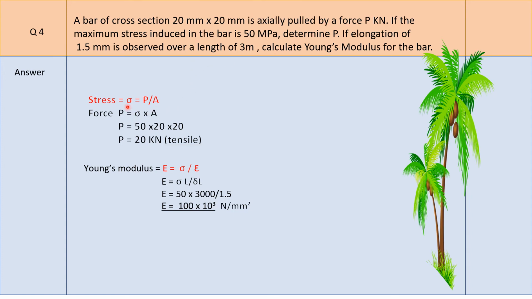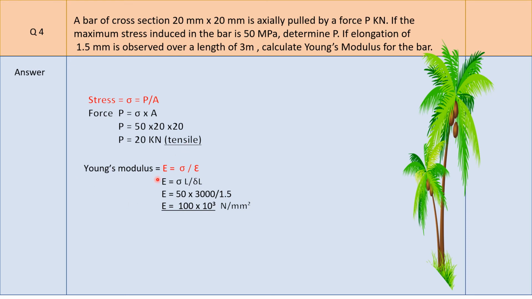Now the basic formula for stress is P upon A. So the force P will be sigma into A. Substitute the value of sigma. Sigma is 50 megapascal. 1 megapascal is 1 Newton per mm square, so directly substitute it as 50. Area is 20 into 20. So 50 into 20 into 20. Press the buttons on your calculator: 50 into 20 into 20. You will get 20 into 10 raised to 3, that is 20 kilonewton. And here it is already given that the force is pulling, so it is tensile.